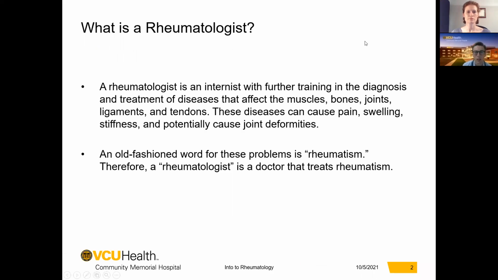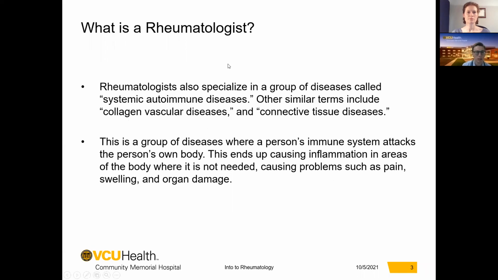A rheumatologist is an internist with additional training in diagnosis and treatment of diseases that affect muscles, bones, joints, ligaments, and tendons. And many of these diseases cause pain, swelling, stiffness, and can potentially cause deformities. So the old-fashioned word for these problems is rheumatism. So rheumatologist, doctor that treats rheumatism.